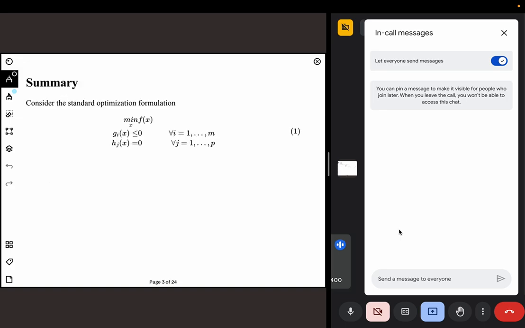Coming to the first one, this is a standard optimization problem. We want to minimize some objective function, minimize f of x, where x belongs to a certain set S, and this S is specified in this way. It is specified by a set of inequality constraints and also a set of equality constraints.